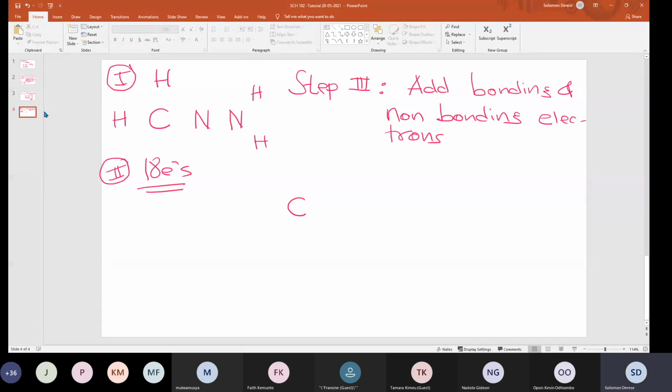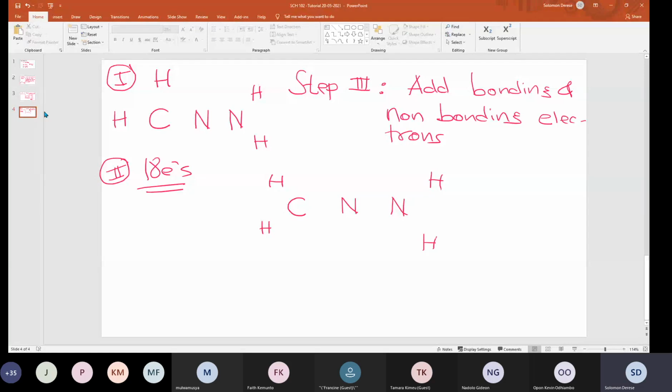Now, from what we have gotten from step 1, we have a carbon. And this carbon is bonded to 2 hydrogens. And then we have a nitrogen, and then another nitrogen. Then on this nitrogen, we have 2 hydrogens.